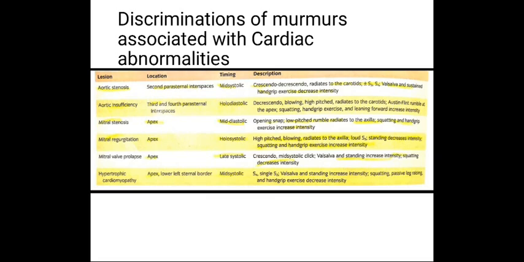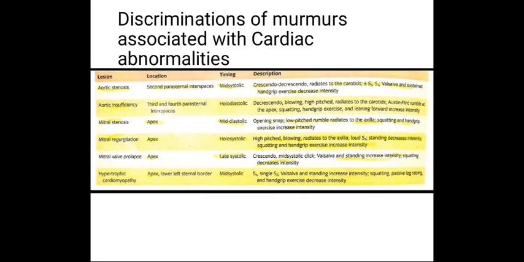In mitral regurgitation, the murmur is located at the apex. The timing is holosystolic. This murmur is high pitched, blowing. It radiates through the axilla and a loud S3 is present. Standing decreases the intensity. Squatting and hand grip exercises increase the intensity.